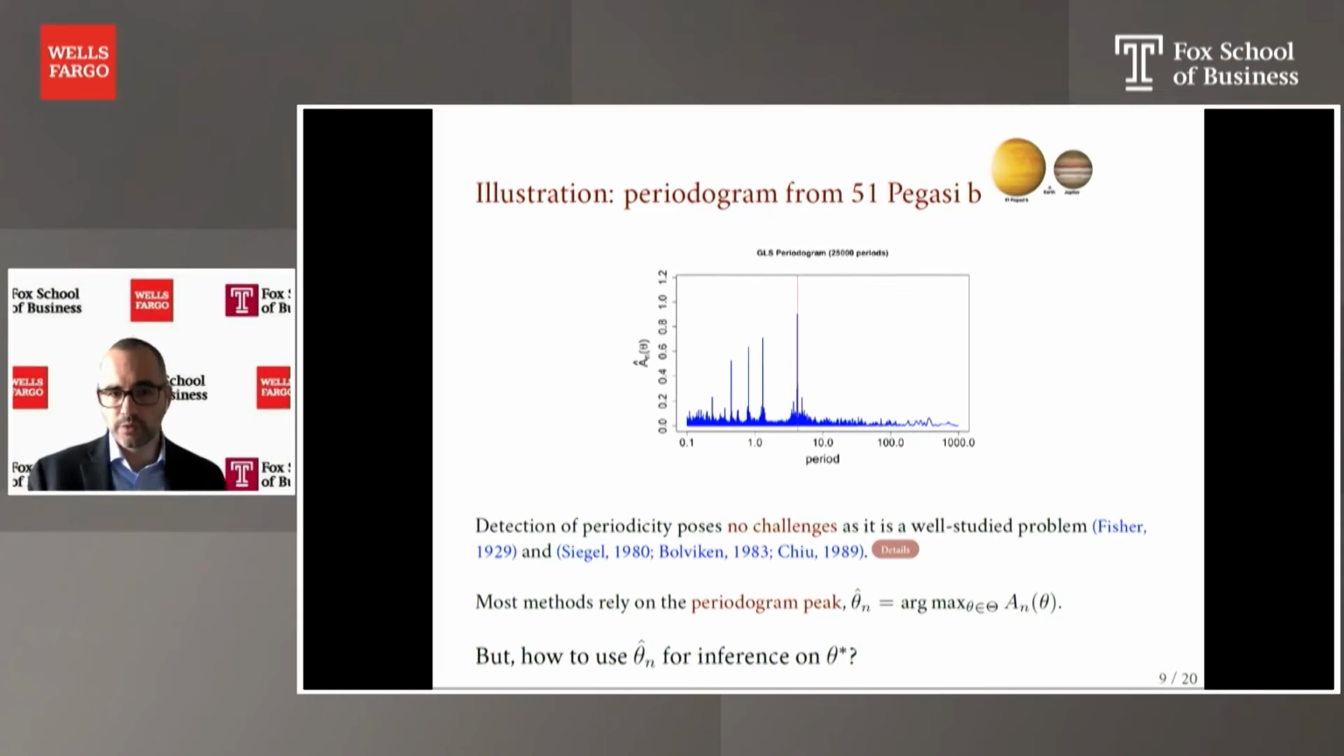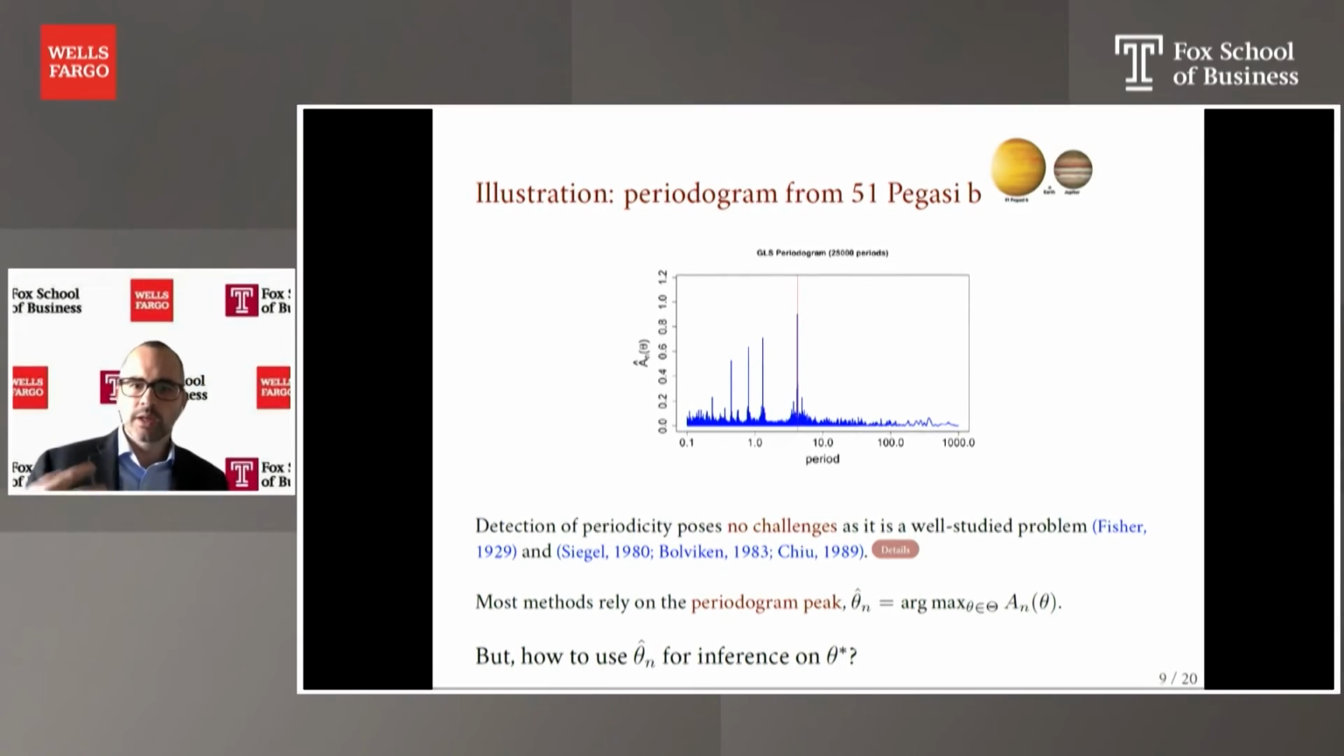Fisher was the first to derive test statistics that could be used to test the null of no periodicity. He figured out the exact distributions under some normality assumptions. Now we can do other things, like bootstrap, where we can also incorporate non-normal errors. So that problem is solved. The detection problem is solved.